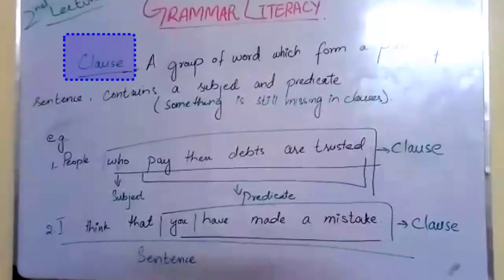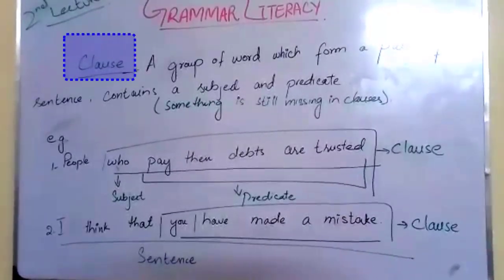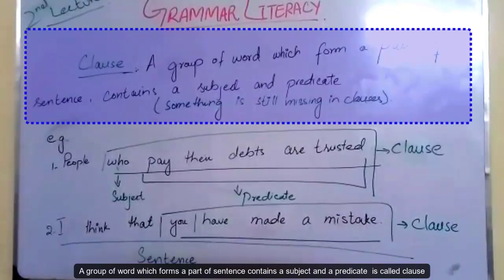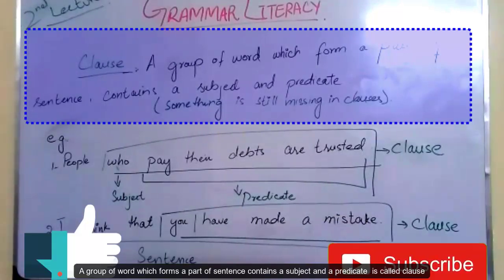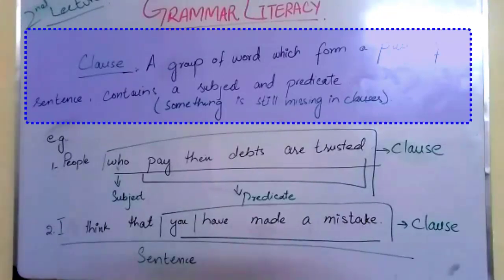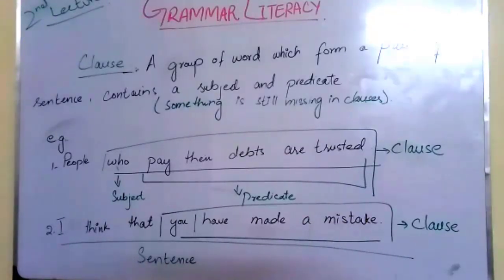The topic is clauses. What we are going to discuss in clauses, first of all, is the definition: a group of words which forms a part of a sentence and contains a subject and a predicate is called a clause. Again, it is a group of words, it forms a part of a sentence, and it has a subject and predicate.